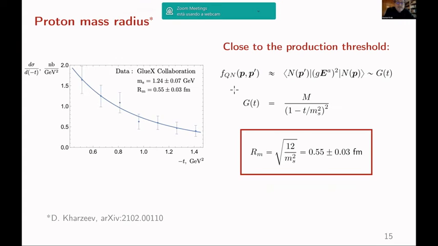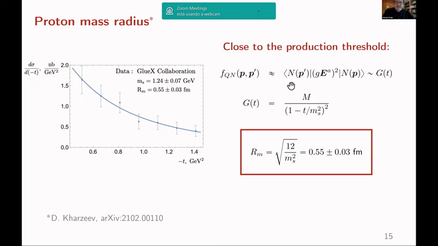I'm not the devil's lawyer, okay? I will not defend his calculation, but it looks very interesting, from exactly the same data from this GlueX collaboration. This scattering amplitude is not quite forward, but this expression here is valid close to the production threshold, which is not so small.